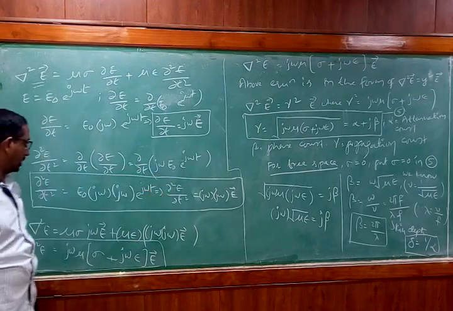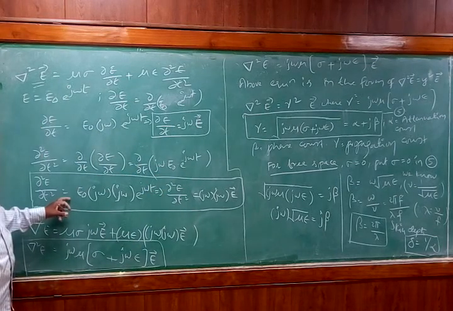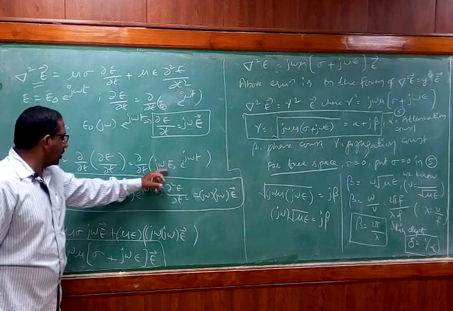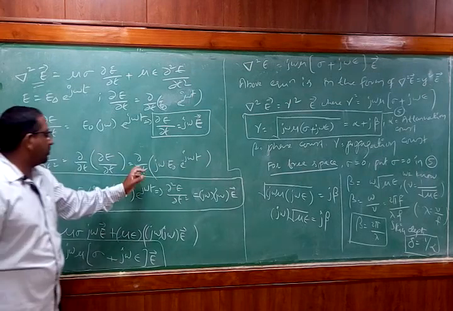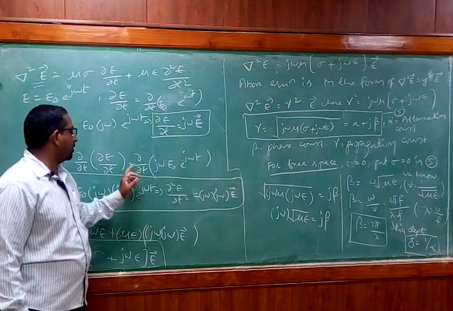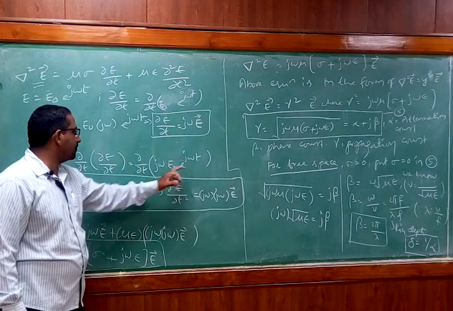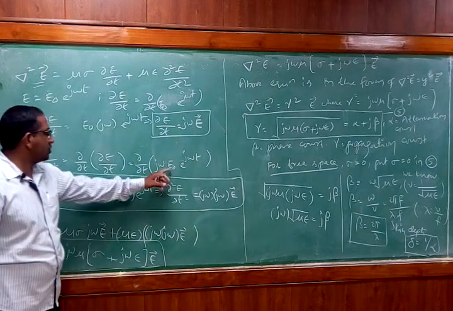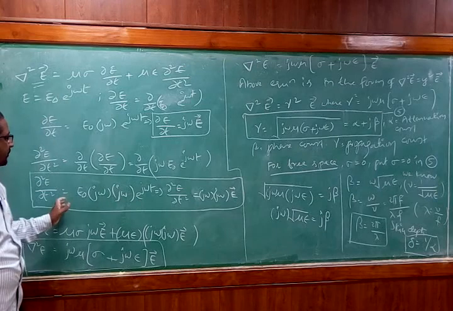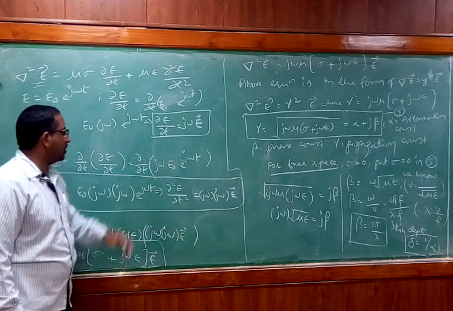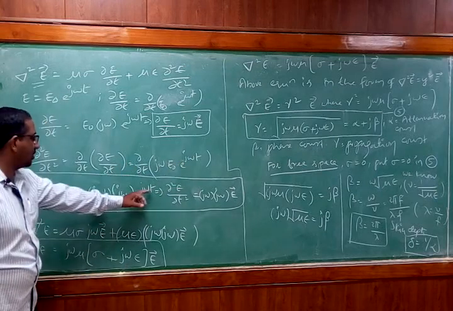I am just simply substituting here. And finally, what will I get? E naught into j omega, I will take it outside. By applying time differentiation here, E naught into j omega is a constant, so I will take it outside. Then apply differentiation to e power j omega t, I get j omega into e power j omega t.